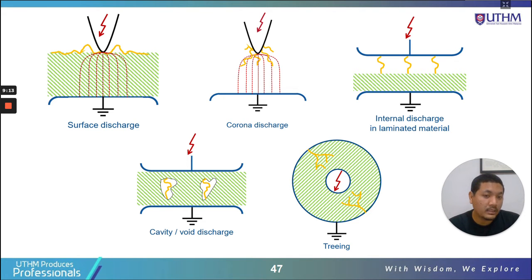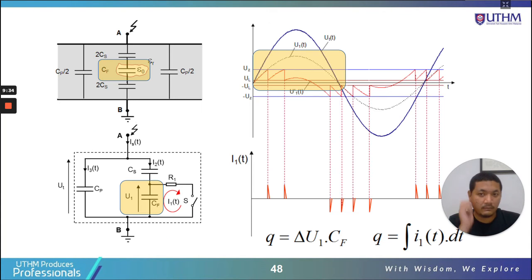So we have a conductor here, a live, high voltage conductor carrying current, and the outside of the cable is grounded. So in between these two electrodes, we have electrical treeing. It's common in high voltage cable. All right, so let's look at the theory of partial discharge.